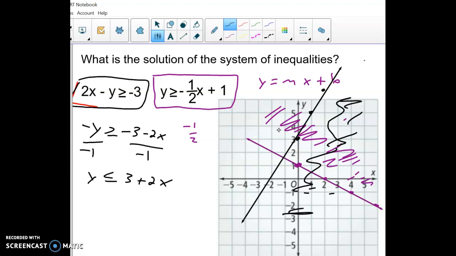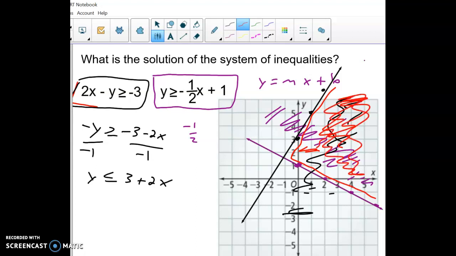Okay, hopefully you had a chance to think about it. Where they are is where their shading overlaps. So we are going below the black line and above the purple line. I'm going to have a hard time drawing this, but that's going to be this region up here, which I'm going to make a mess in red.